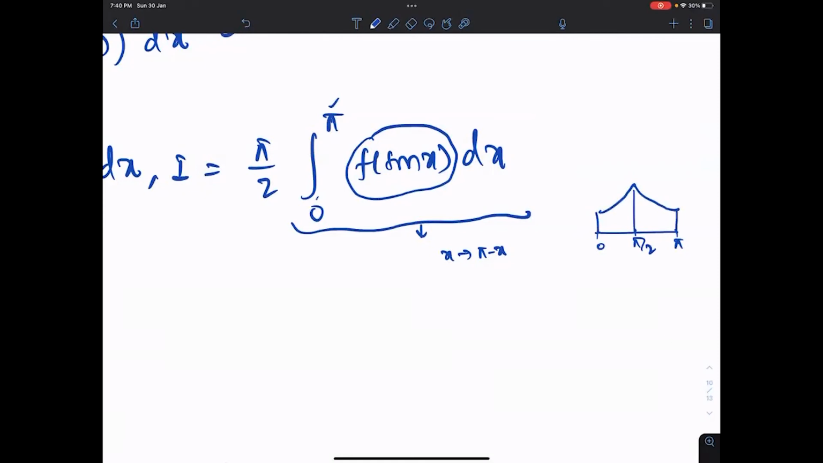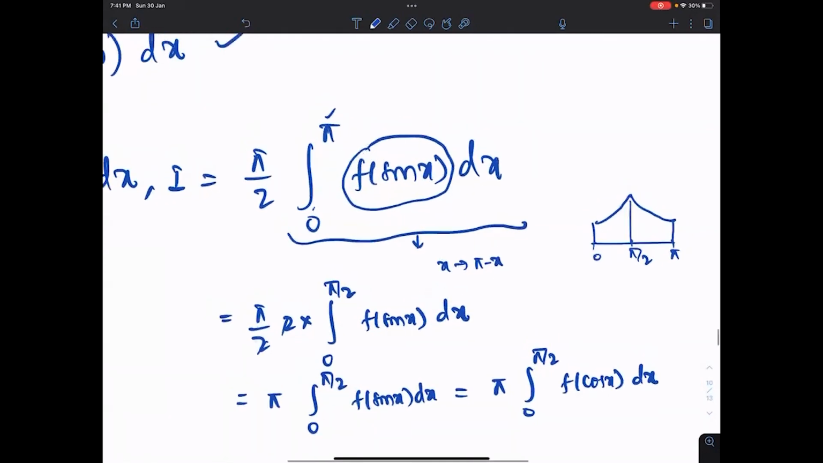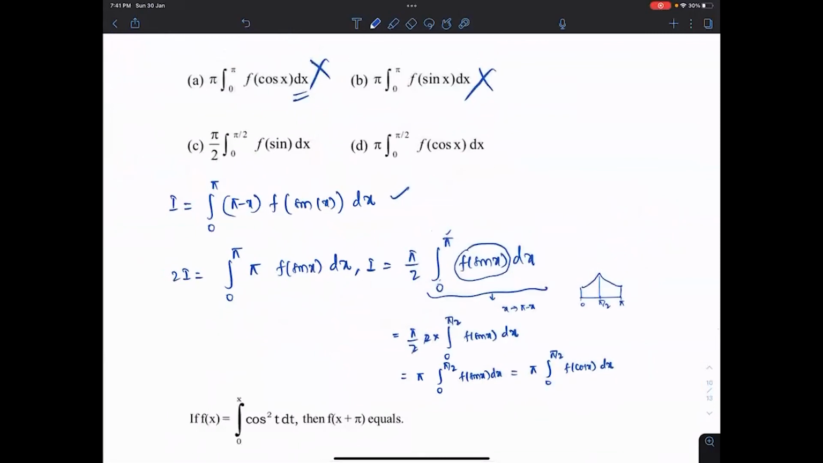So the area under the graph from 0 to pi can be written as 2 times the area from 0 to pi by 2, of f of sine x dx. So the 2 is gone. So the answer is pi times integral 0 to pi by 2 f of sine x dx. Now if you do a plus b minus x again, you will get 0 to pi by 2 f of cos x dx. Correct? Instead of x, pi by 2 minus x we are replacing. So now you see which option is there? D option. Yeah. Pi times integral 0 to pi by 2 f of cos x dx.